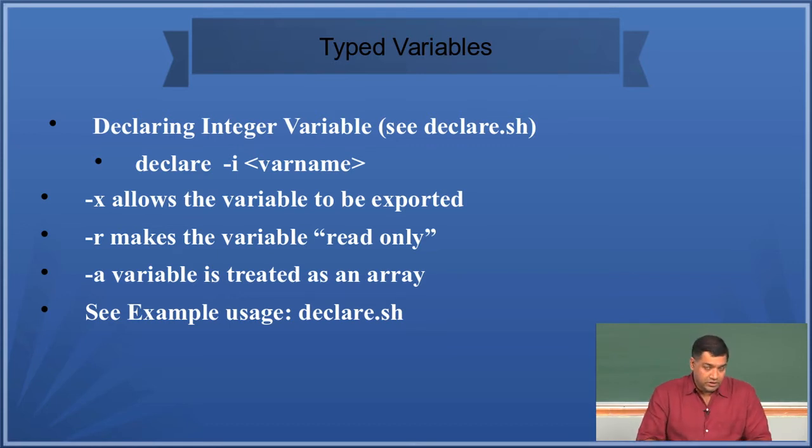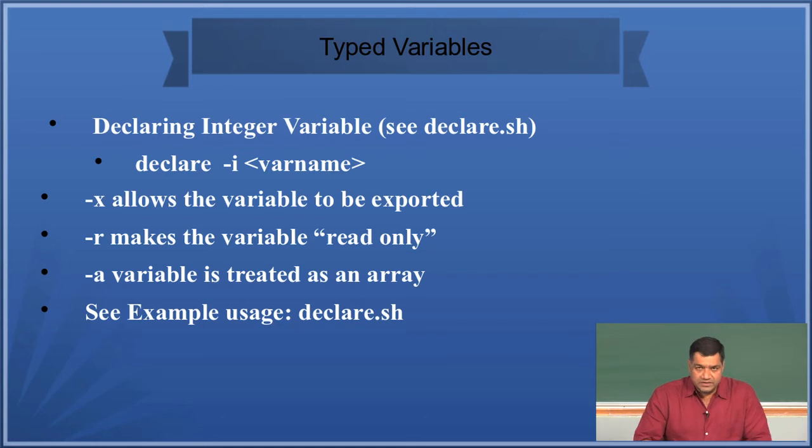If you remember, in one of the classes, we had to use either EXPR or an advanced calculator such as BC or something, to ensure that you are able to do arithmetic operations. Now, such problems can be solved if you can actually predefine the variables. So, we will see some of the important aspects or the parameters that this declare command takes.